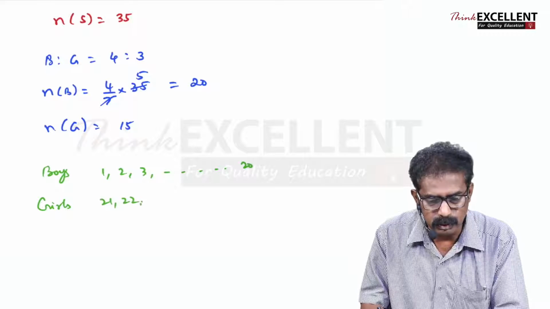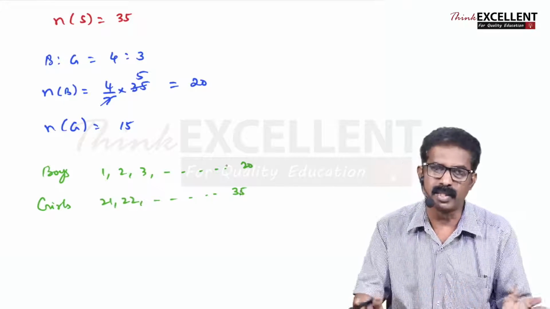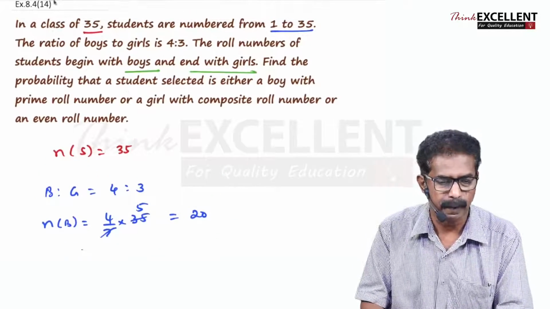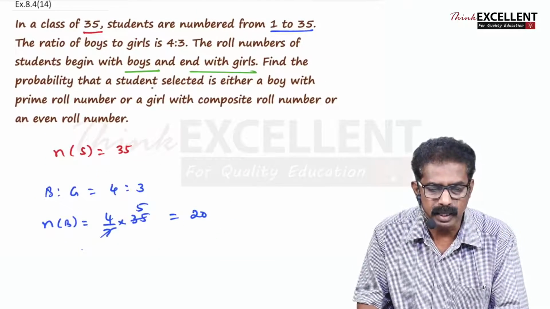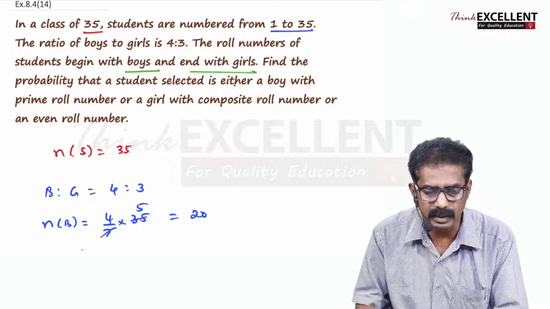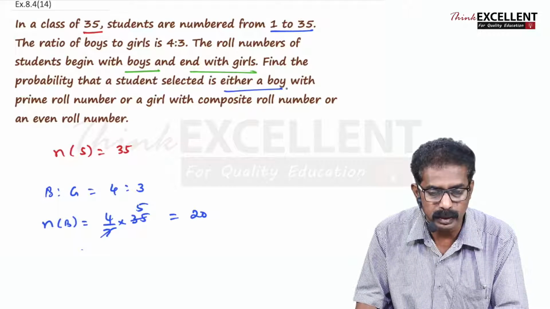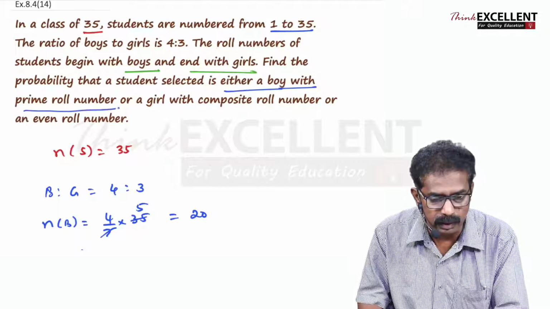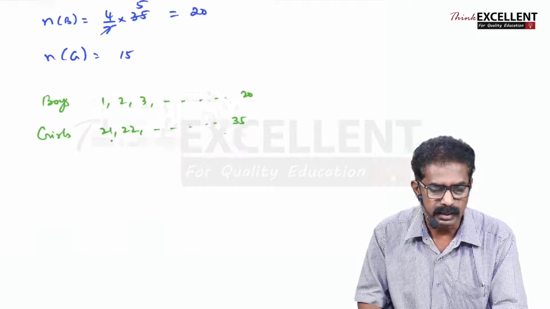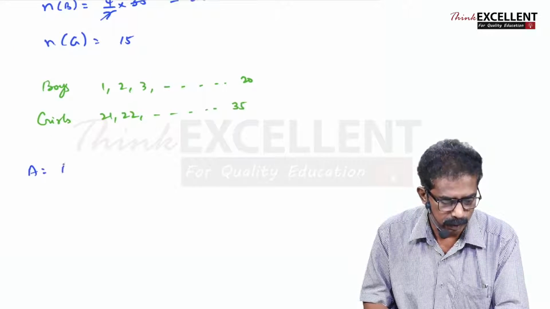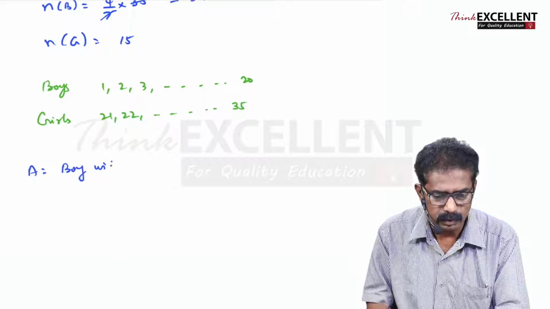21, 22, it goes up to 35, right? Because total, yes, 20 boys, 15 girls. Okay, now please listen. Find the probability that the student selected is either a boy with prime roll number. So A stands for a boy with prime roll number.